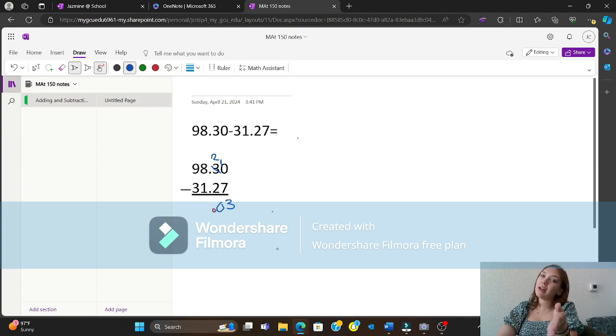And now we're going to go ahead and solve the left side of the decimal. 8 minus 1 is 7. And 9 minus 3 is 6. So your final answer is going to be 67 and 3/100ths because there's a 0 in the tenths place. So we're going to read that as 67 and 3/100ths or 67.03. Now let's go ahead and try another example.